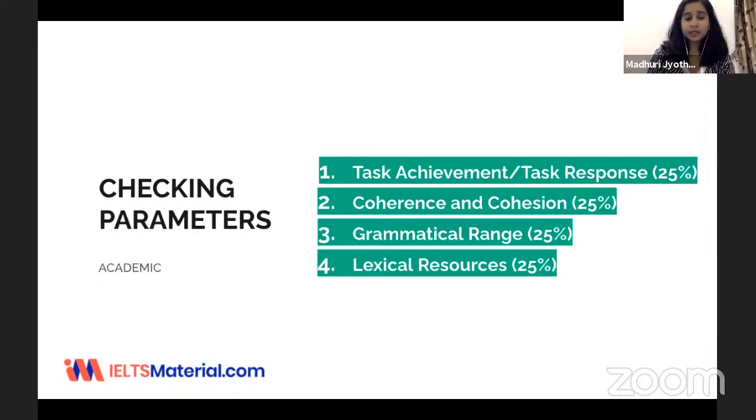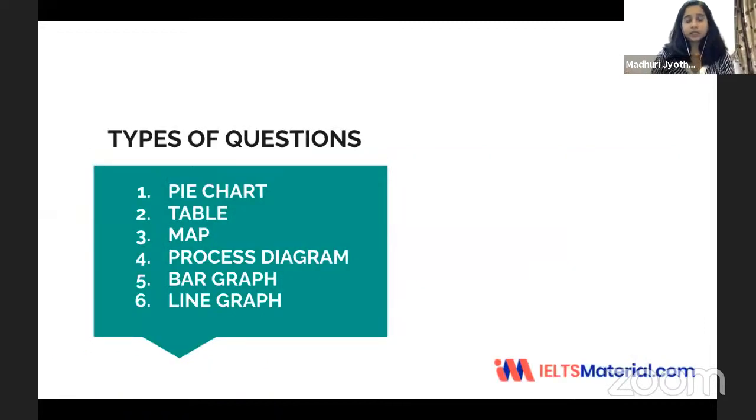Okay. So moving on from the parameters. These parameters are very, very important. As you can see, all the 4 factors hold equal importance in your evaluation. Now, when it comes to task 1, there are different types of questions. You have to write only one essay, but this one essay can be either a pie chart, a table, a map, a process diagram, a bar graph, a line graph, or a combination of any of these.